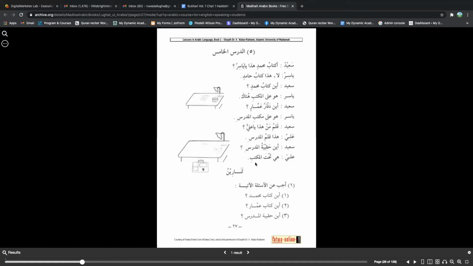And notice maktab is majroor again. You know why? Because of tahta. Taht is also from haruf al-jar. So under. It's under the desk. Whenever you see fi, taht, ala, all these haruf al-jar, it makes the word after it majroor. And it's one kasra because it is mu'arraf, it is definite. It's al-maktab, so it's under the desk.